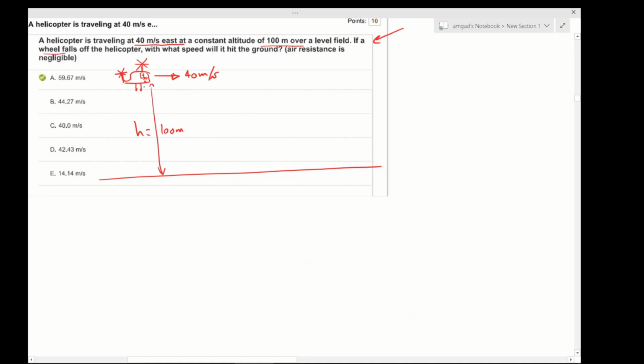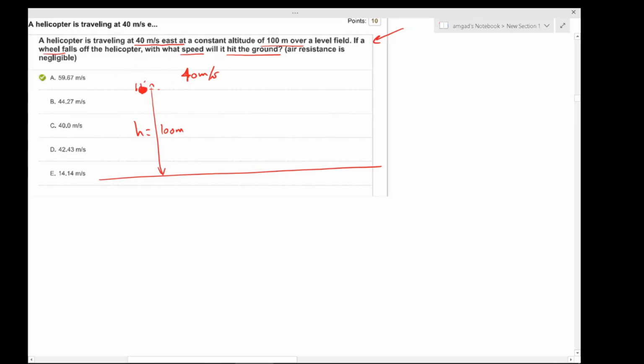If a wheel falls off, one of the wheels will fall off, with what speed will it hit the ground? Neglect air resistance. So if the wheel falls off, do you think it falls off vertically downward? What do you think? No, because the helicopter itself is moving at 40 meters per second. So any object that leaves the helicopter must have the initial speed of the helicopter. So this wheel will have the same speed as the helicopter at the beginning.